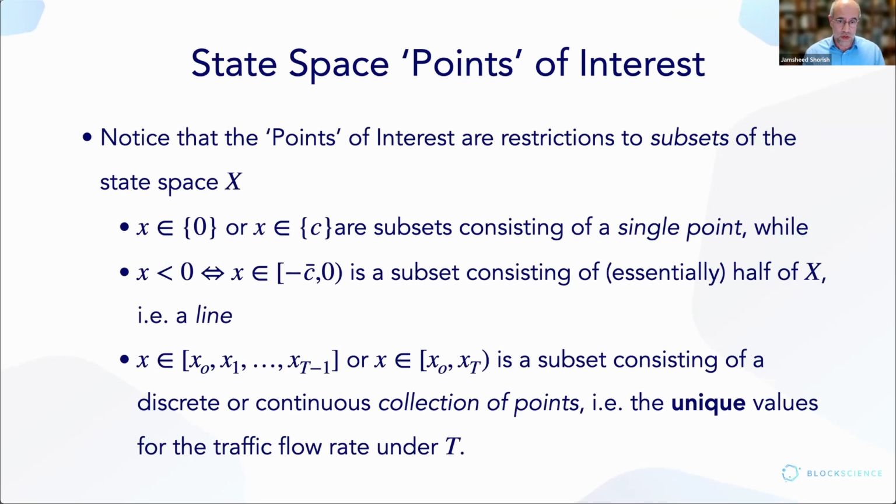But the accident one, where traffic flows in the opposite direction, is a subset consisting essentially of half of the state space, everything from minus c bar up to, but not including 0. So you have a one-dimensional line interval. And finally, the points where we have this periodicity, well, if it's in discrete time, you have a finite number of points before these points repeat themselves. While in continuous time, you have an interval of uncountable points up to, but not including the point where x0 is equal to x capital T. And this is a subset consisting of a discrete or continuous collection of points. These are the unique values for the traffic flow.